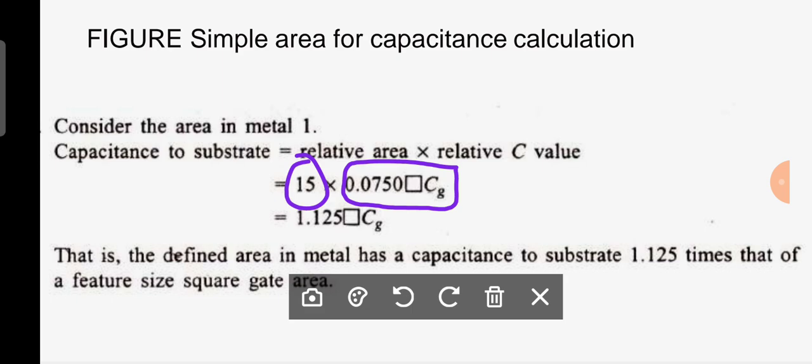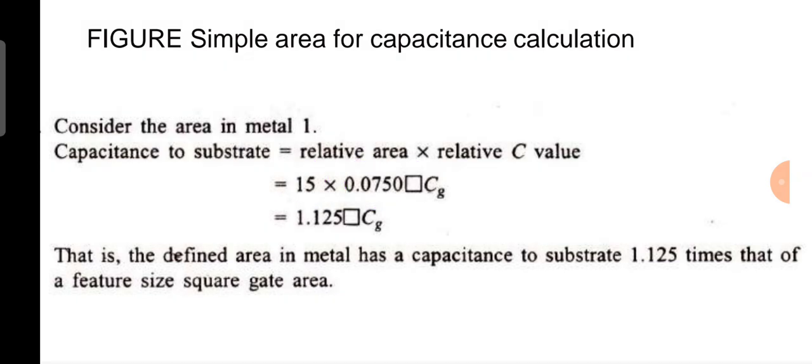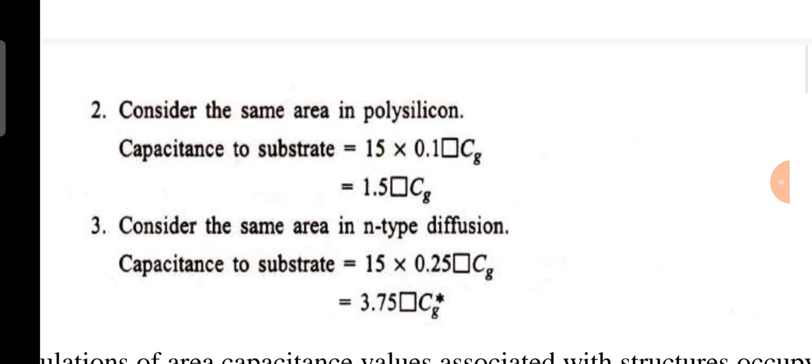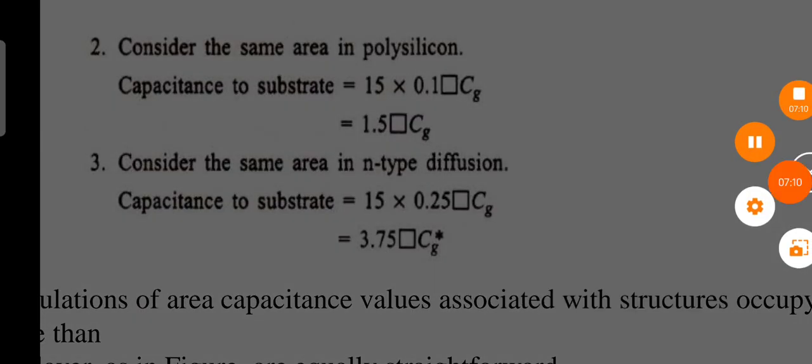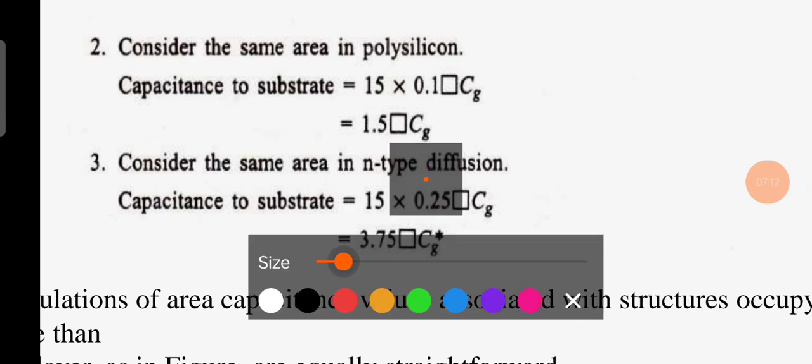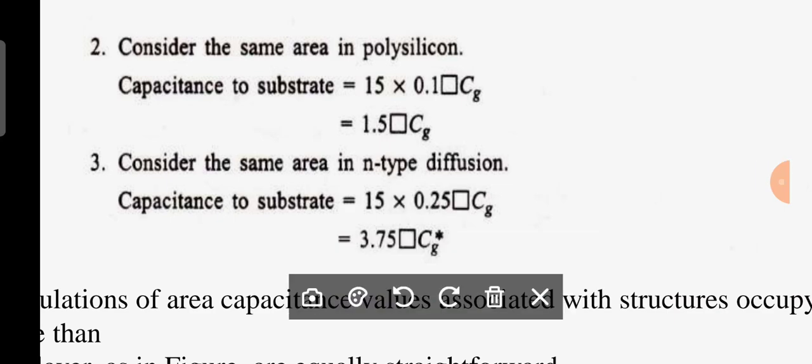Now, if you assume that it is not a metal, if you assume that it is a polysilicon or else a diffusion, you can observe very carefully, the relative area is going to be multiplied with the relative C value. What is the relative C value of polysilicon? 0.1 standard gate capacitance. And what is the relative C value of diffusion? Whether it is n-type diffusion, 0.25 standard gate capacitance.